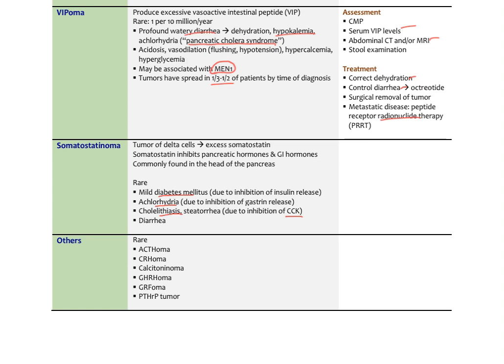And then others I won't talk about would be ACTHomas, CRHomas. A lot of these actually come from the same cells as the pituitary cells, but they can actually occur in the pancreas. Growth hormone-omas and PTHrP-omas, which mimics parathyroid hormone, that's going to also increase serum calcium. So I just put this on here just to complete the list. Again, very uncommon, and they would need workup for those individual hormones to assess that.